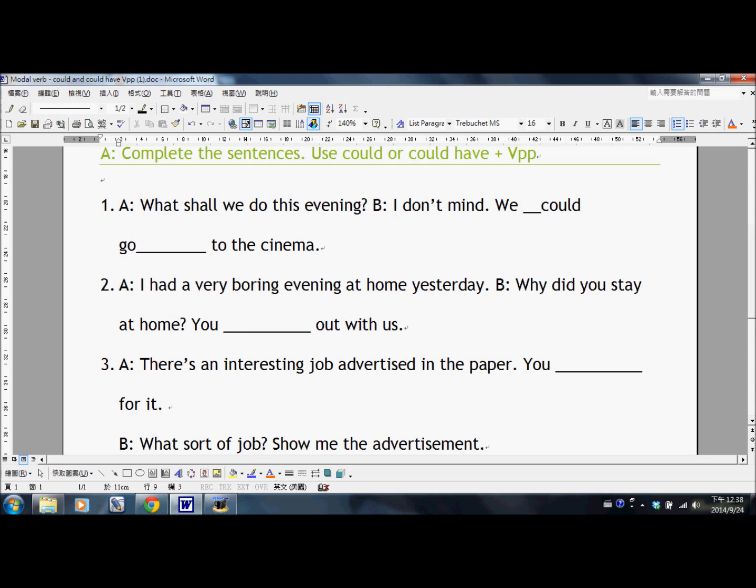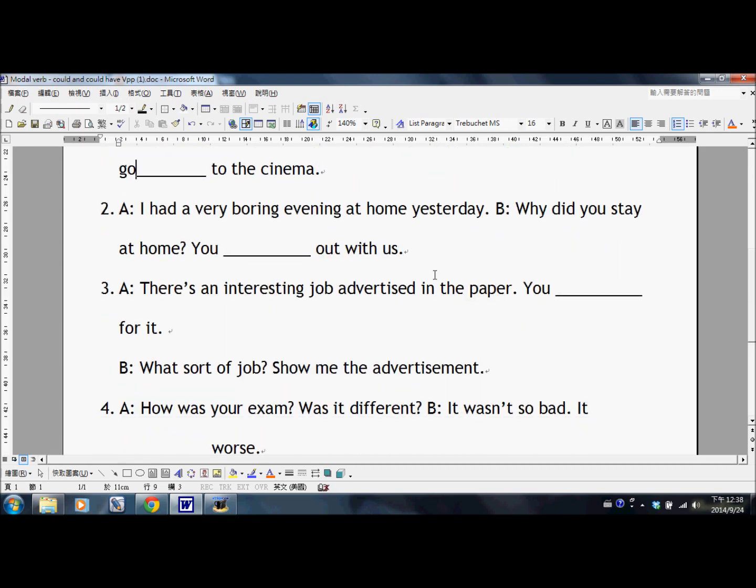Number two, I had a very boring evening at home yesterday. Why did you stay at home? So we're talking about something that happened yesterday. And I will say, you could have gone out with us. So it means the person didn't go out with us, but you could have gone out with us. So it's in the past and it was talking about something that could possibly be real, but it was not real.